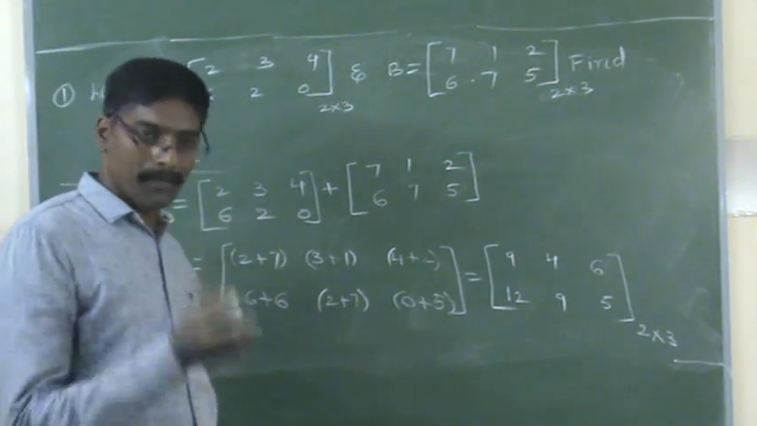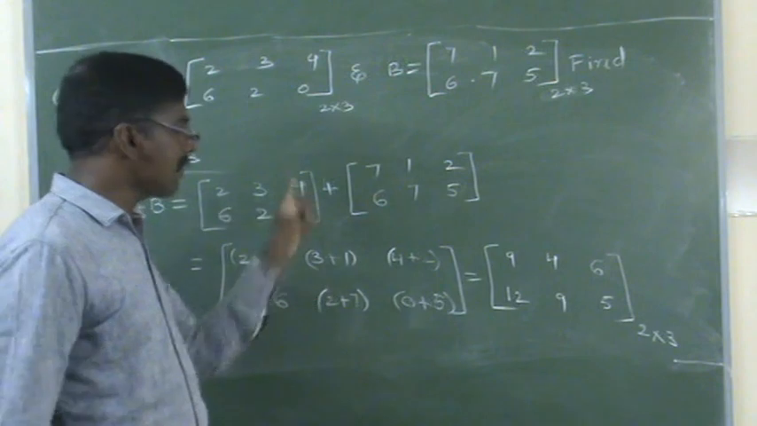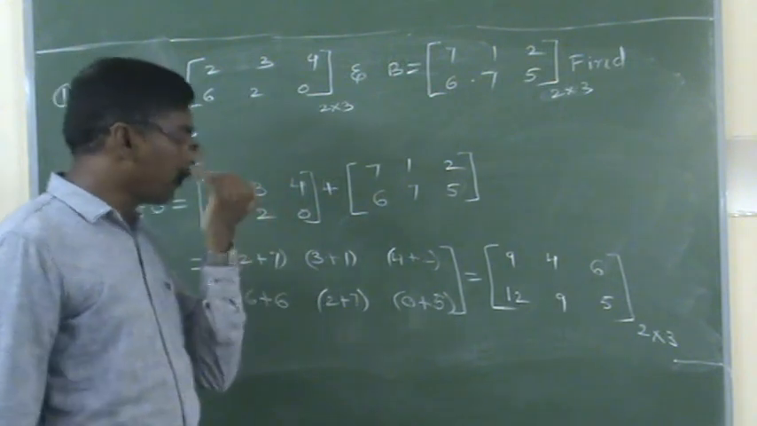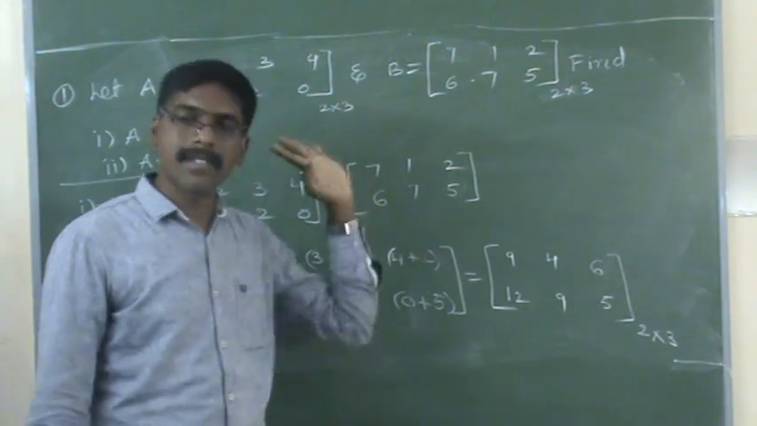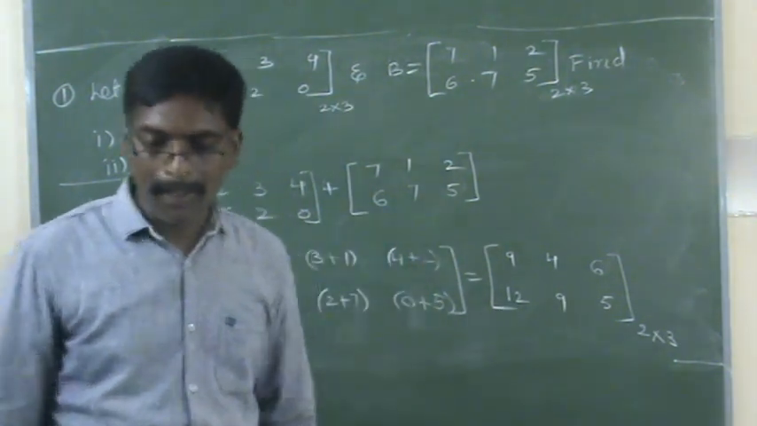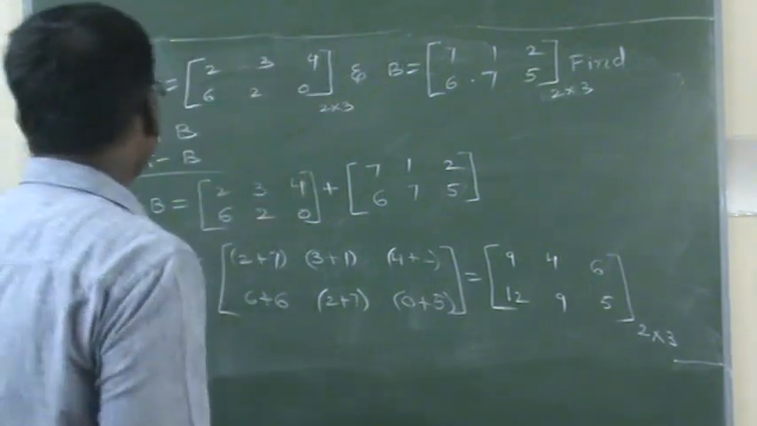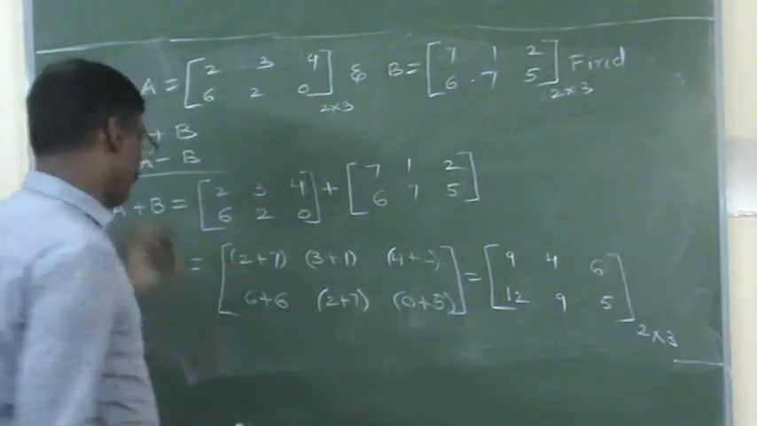For those who have not listened to the previous video on addition of the two matrices, this is very easy to understand. Like that, we can take any examples of matrix addition. First, we need to check their orders. That is the first condition. Then coming to the second problem, A minus B.